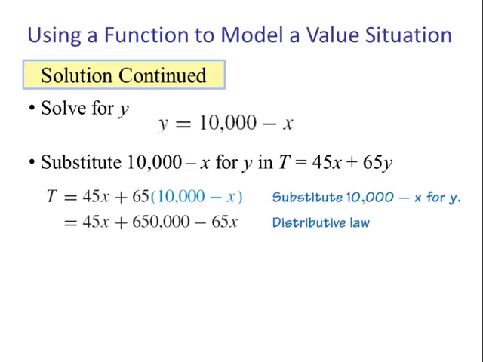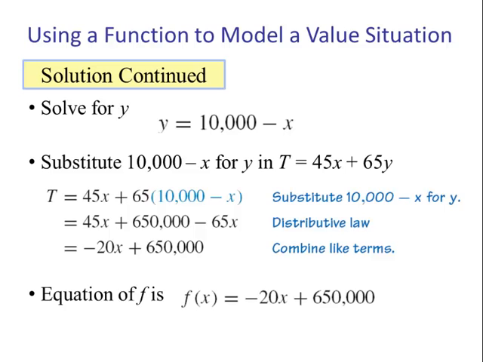Next we use the distributive property and combine like terms. We have negative 20X plus 650,000. So we have our equation: f of X equals negative 20X plus 650,000.